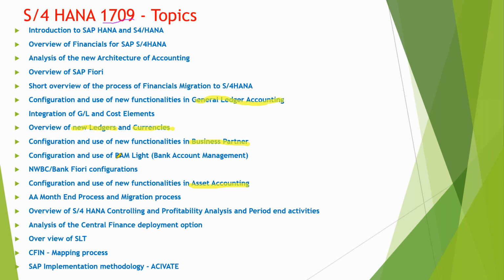When it comes to S/4HANA, as with SAP in general, there are so many modules. We have functional modules and technical modules, which work on different activities. Similarly, in SAP S/4HANA concepts we have functional activities as well as technical HANA activities. Here we are majorly concentrating on the SAP S/4HANA finance module, which consists of your FICO related configurations.